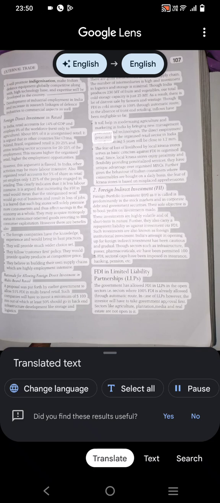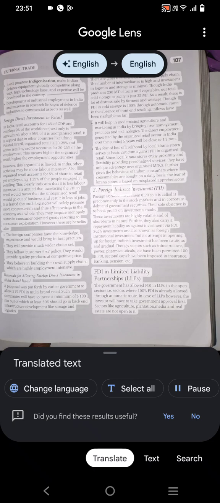The direct employment generated by the organized retail sector in India over the ensuing 5 years will be close to 17 million. The fear of loss of livelihood by local Kirana stores serves as the basic grievance against FDI in organized retail. Since local Kirana stores enjoy proximity and flexibility, providing personalized services, they have a unique advantage over organized MNCs. Further, given the behavior of Indian consumers, where consumables are bought on a daily basis, the fear of Kirana stores is based on misplaced apprehensions.